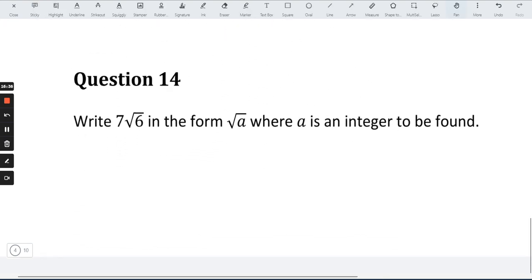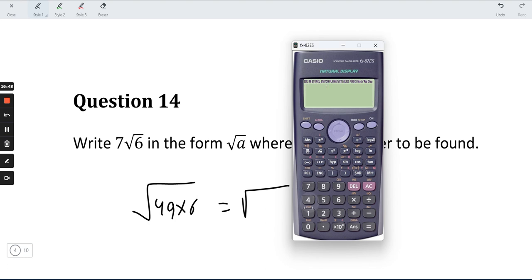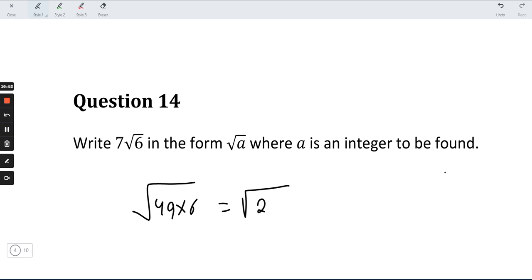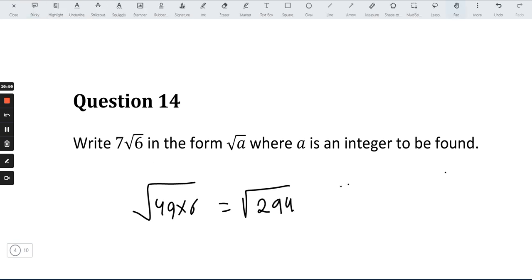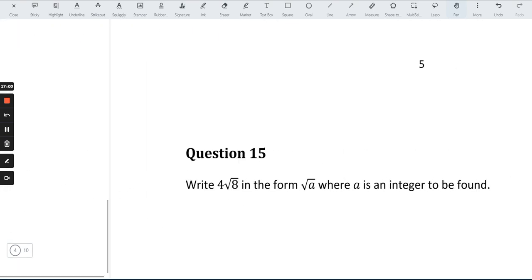Question 14, same, so 7 times 7 is 49, so under the square root 49 times 6, this will give us 49 times 6, which is 294.